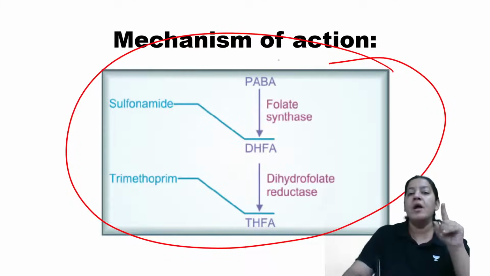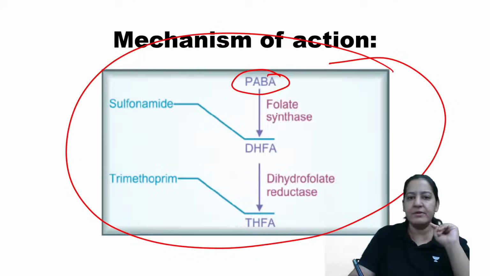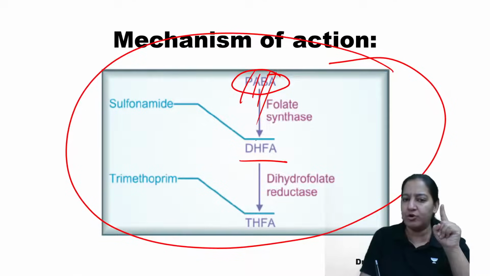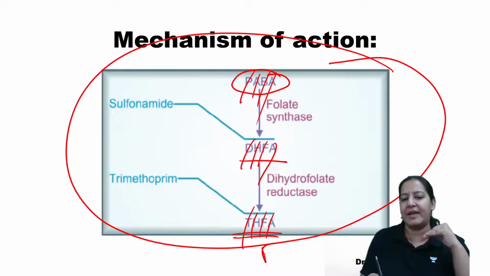How is folic acid formed? Folic acid is formed from PABA. What is the full form of PABA? Para-aminobenzoic acid. You may have heard of PABA. So para-aminobenzoic acid is converted into dihydrofolic acid, DHFA, and dihydrofolic acid is converted into tetrahydrofolic acid, which is the main folic acid.